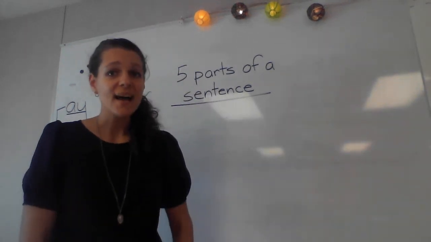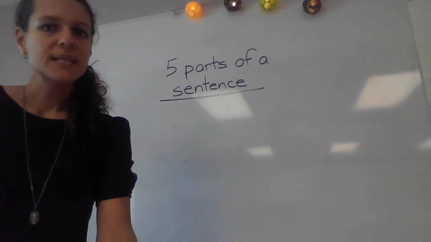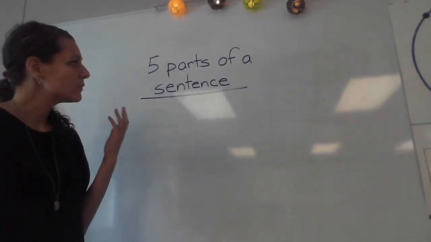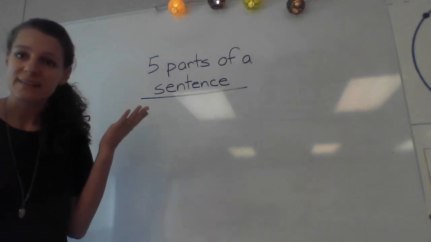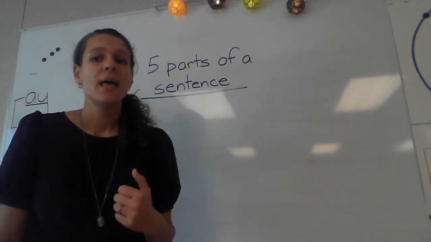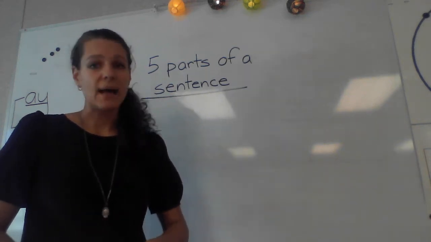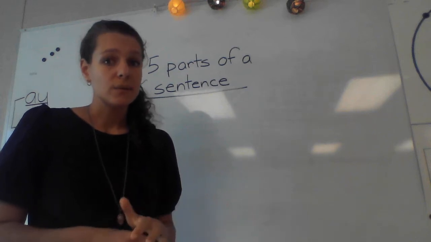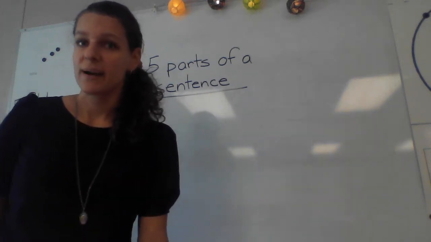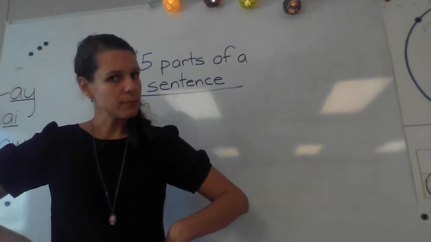All right, class, this is our last session for the day. So today we are going to review what we've been talking about, the 5 parts of a sentence. The reason that we're going to keep reviewing this until we know it by heart is that I'm seeing a lot of sentences that don't have end marks and that don't start with capital letters. All right, and in 2nd grade, we're getting a little bit too grown up to do that.